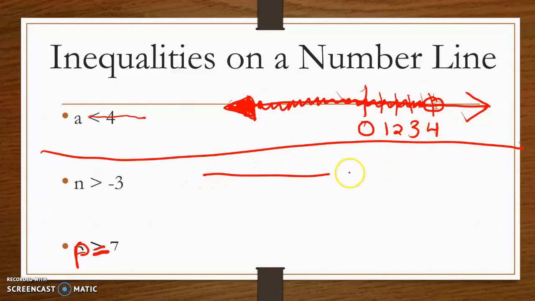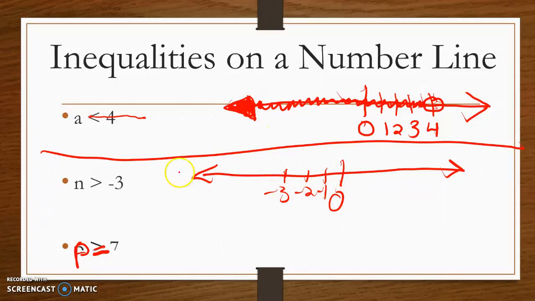Alright, our next one is n is greater than -3. So what we're doing here is we're going to put 0 in the middle. We're going to go 1, 2, 3, -3, -2, -1. Okay, it is an open circle because there's no line underneath, so it's open. And we're going to color in all the numbers that are greater than -3.